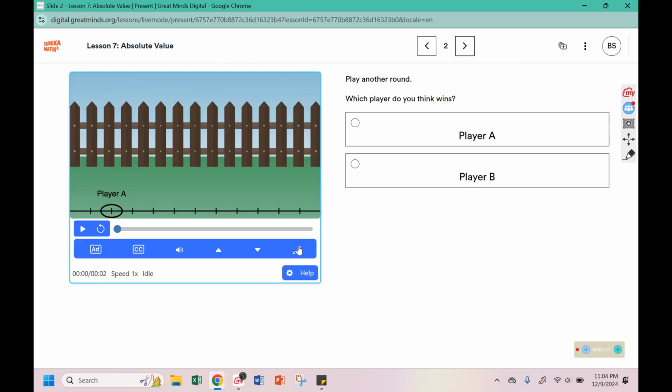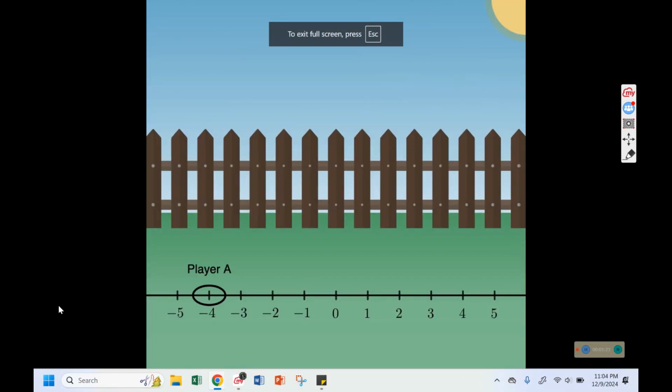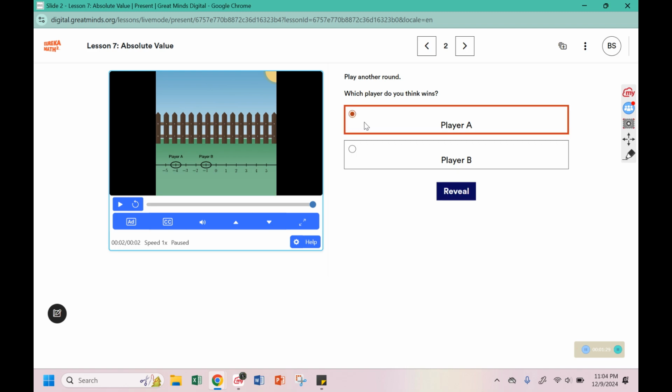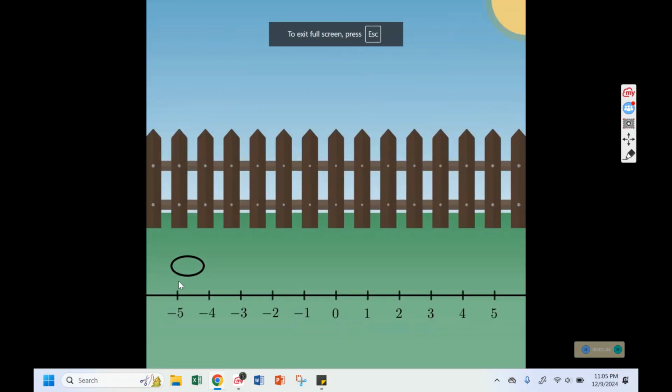Okay, so maybe it's the lower score. Player A is at -4 and player B is at -1. So maybe player A, since player A has the lower score. Nope. Player B wins. Play one more round. Which player do you think wins?